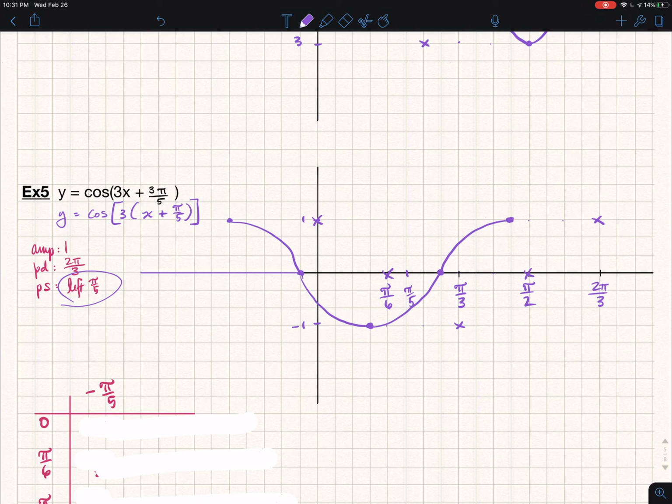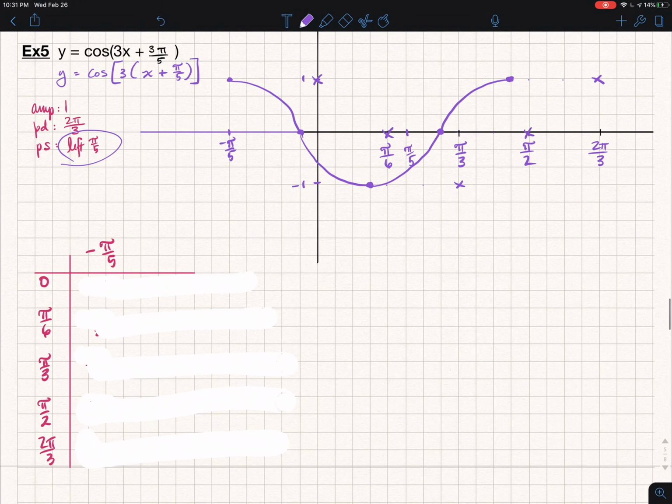But here's the tricky part about this one. I don't have any of my 5 magics, and I can't just count to get there. Now the first one's going to be pretty easy because I was at the x value of 0, and I just went backwards or to the left pi over 5. So my first one is going to be negative pi over 5. No big deal on that one. Negative pi over 5. So what do you do when you don't know what your magic values are?